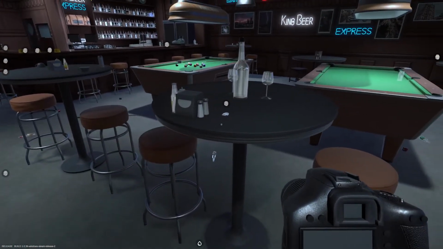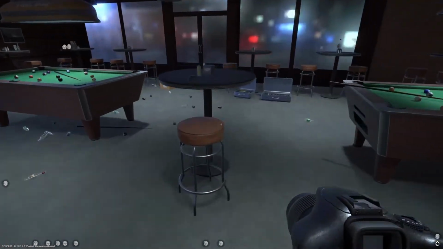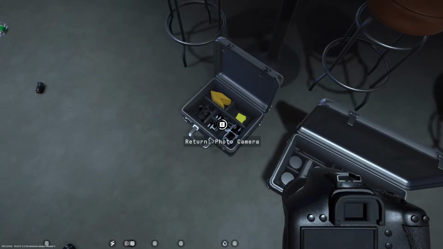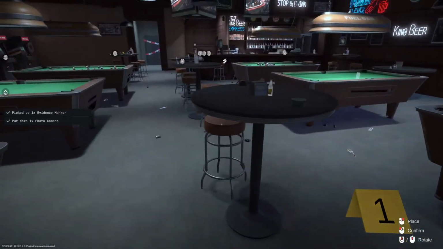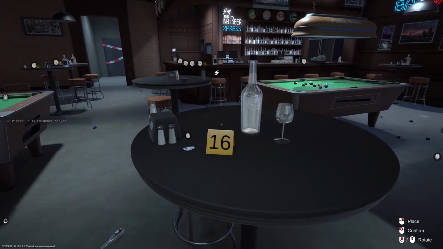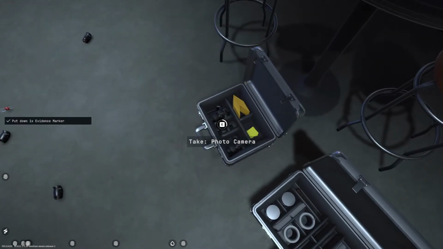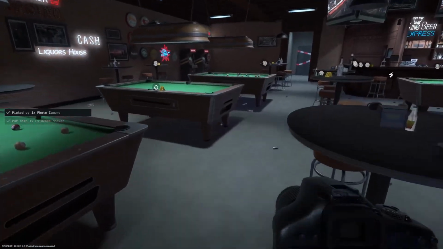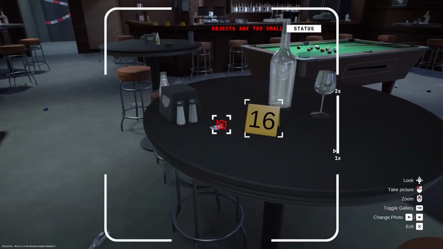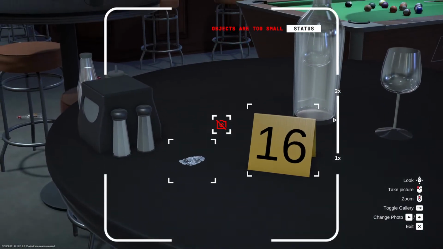Oh, I need to put a marker on that fingerprint. Let me do that before I forget. Yeah, this is actually a big scene. This is probably the biggest scene so far in the game. A lot going on in this one.